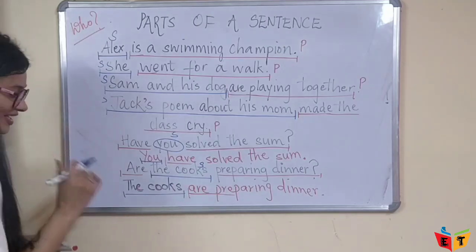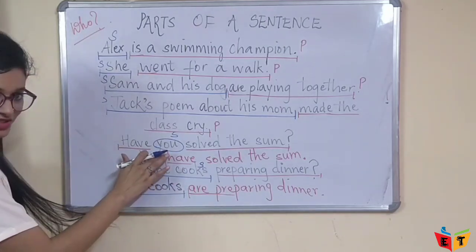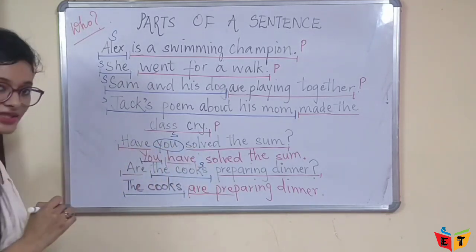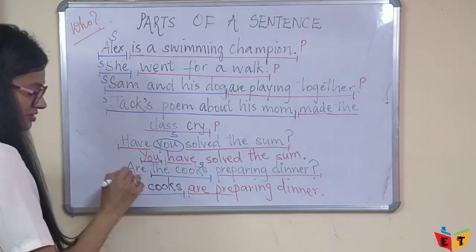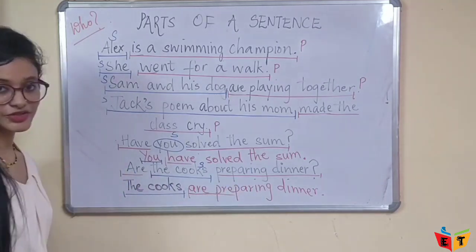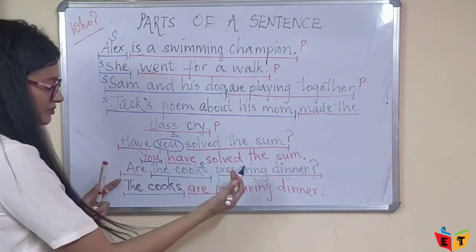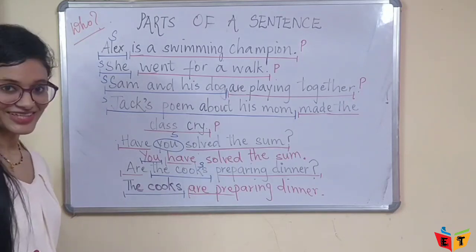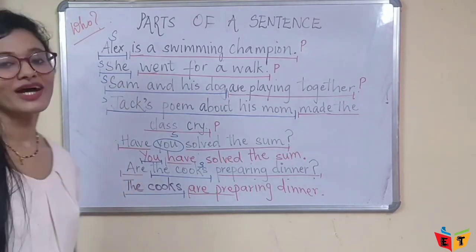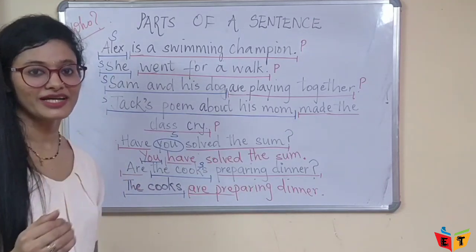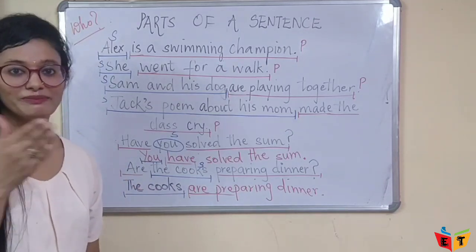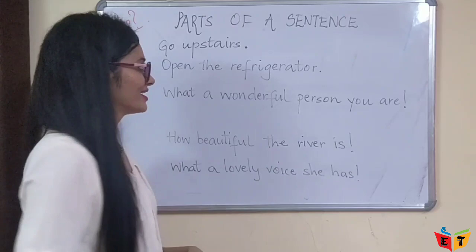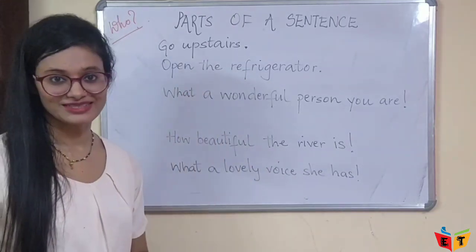Right? So now let's see. You is the subject here, have is your helping verb, solved is your main verb, and in between you have the subject. Again, are is your helping verb and preparing is your main verb. And you have the subject again between these two, that is the cooks. Easy, right? So now let's try and understand how to find a subject and a predicate in your imperative as well as your exclamatory sentences. Okay, now let's try and find out the subject in imperative and exclamatory sentences.